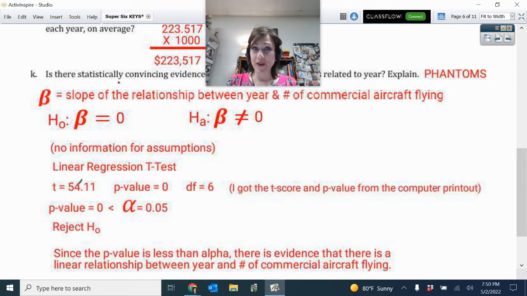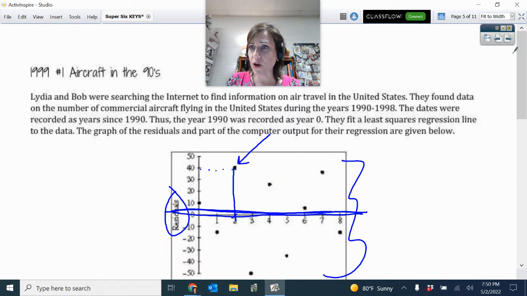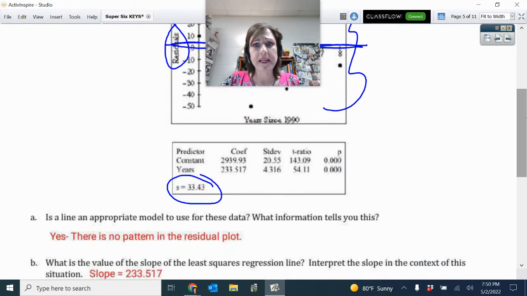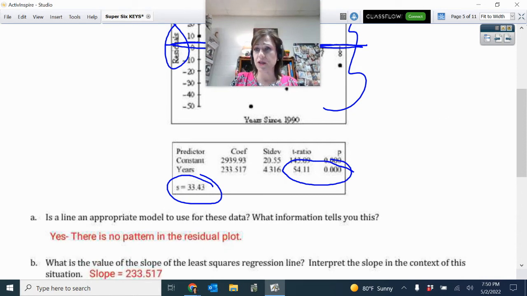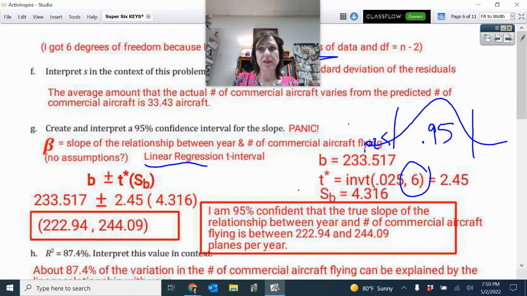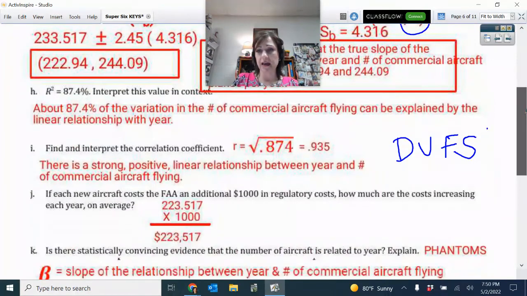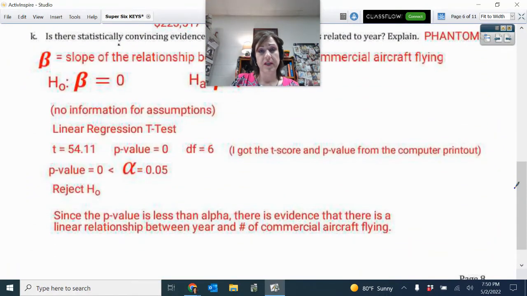Oh, no, I didn't run it on my calculator because I didn't have that information to do that. I got that from this computer printout. Easy peasy, right here. There was your t-score and your p-value. So you've got those right there. And then don't forget to list the DF, you must include the DF. So there you go. I got that information from the computer printout.